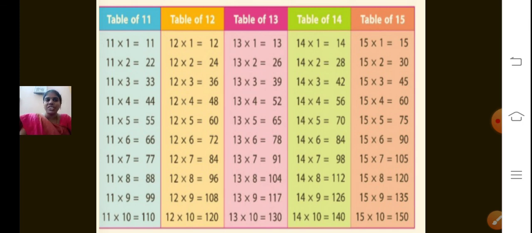Let's move on to the 15 tables. Table of 15. 15 ones are 15. 15 twos are 30. 15 threes are 45. 15 fours are 60. 15 fives are 75. 15 sixes are 90. 15 sevens are 105. 15 eights are 120. 15 nines are 135. 15 tens are 150.